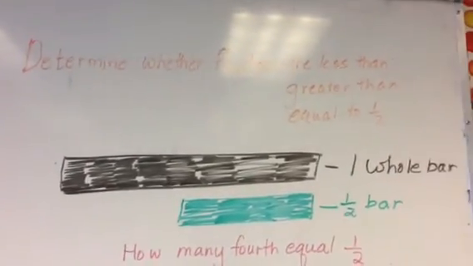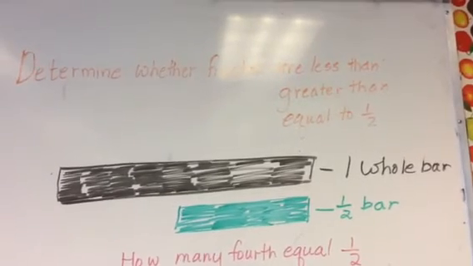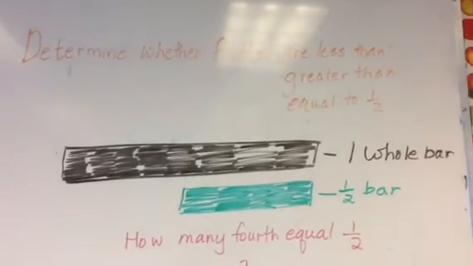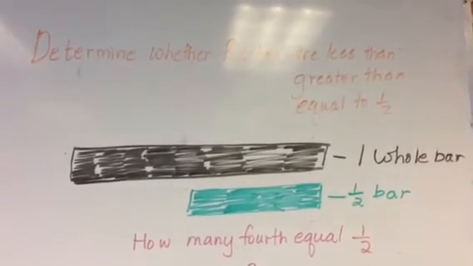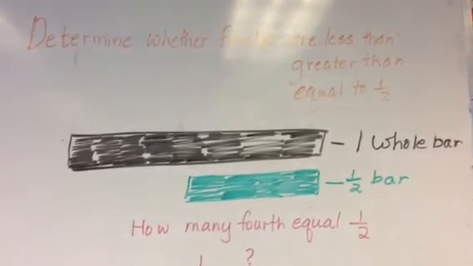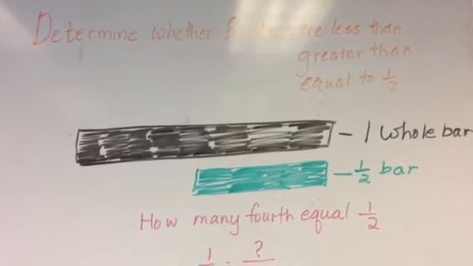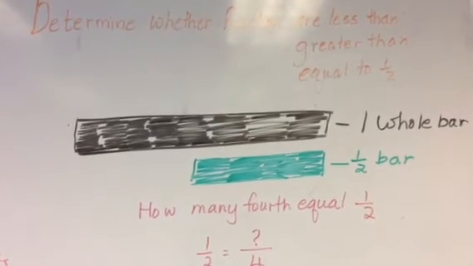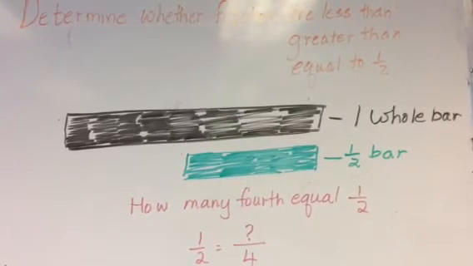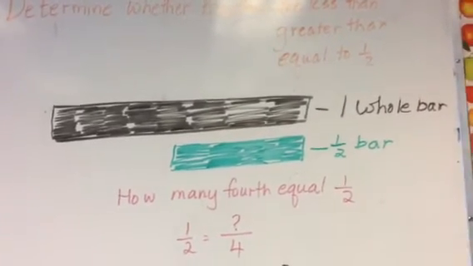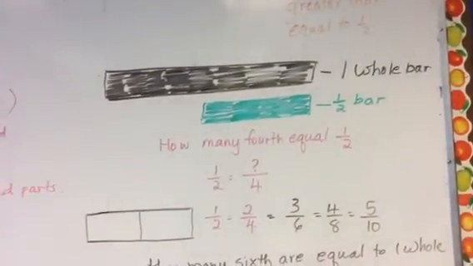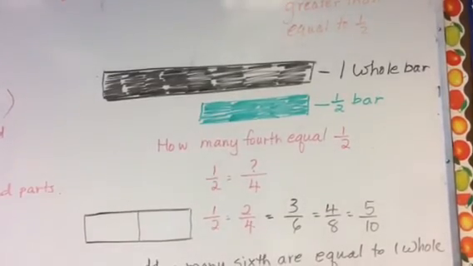Okay, now we're going on to determine fractions that are less than. Determine whether a fraction is less than or greater than or equal to half. Let's look at this bar. It's one whole, right? Now half a bar, I made the bar half. Now that one shows half a bar. How many fourths equal half? In that half a bar, how many would you have to divide to make it into one whole? That would be half equals blank fourths. So what is the missing number or the question mark? What is the numerator or the selected part?